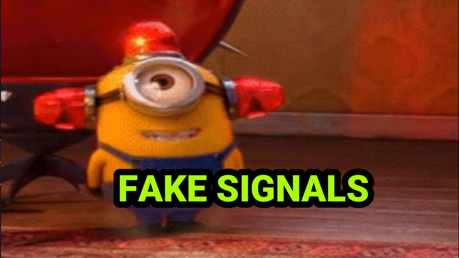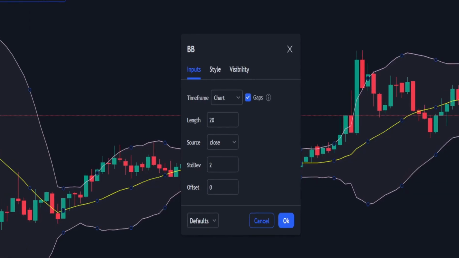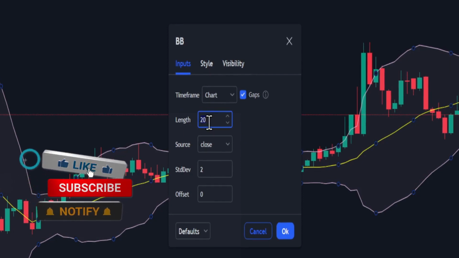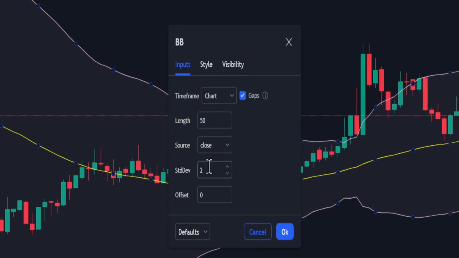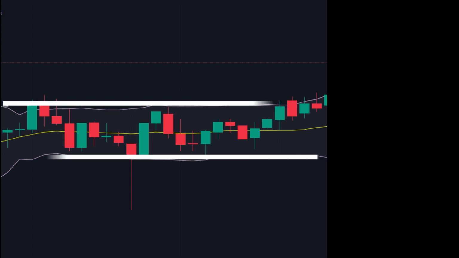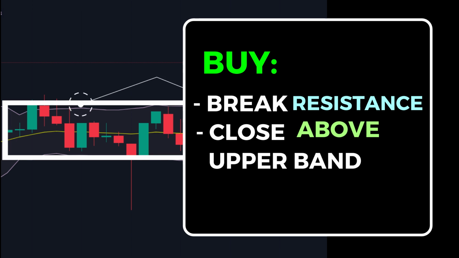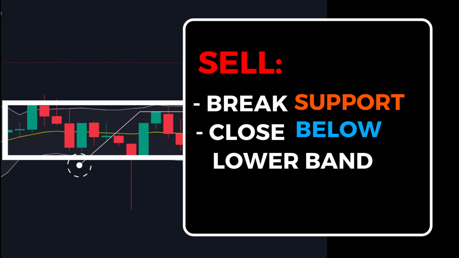There are a lot of false signals when you are trading the default settings of this strategy. And what are the ways to minimize the false signals? First, change the moving average period from 20 to 50. Although using 50 period moving average will get lesser signals, the quality is higher. For standard deviation, use default settings of 2. After tuning the settings, draw the static support and resistance levels. We will buy when the price breaks through the resistance and closes above the upper band. Similarly, we will sell when the price breaks below the support and closes below the lower band.